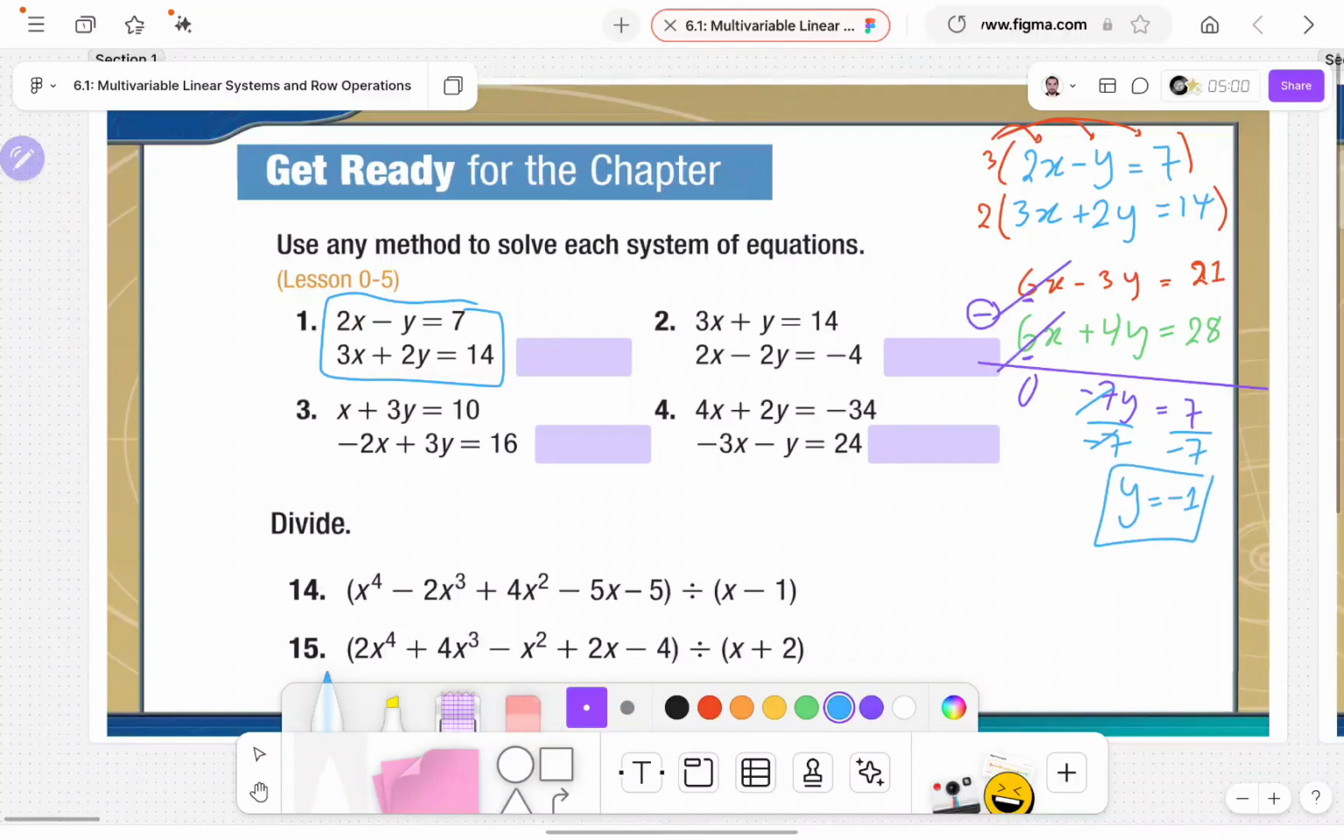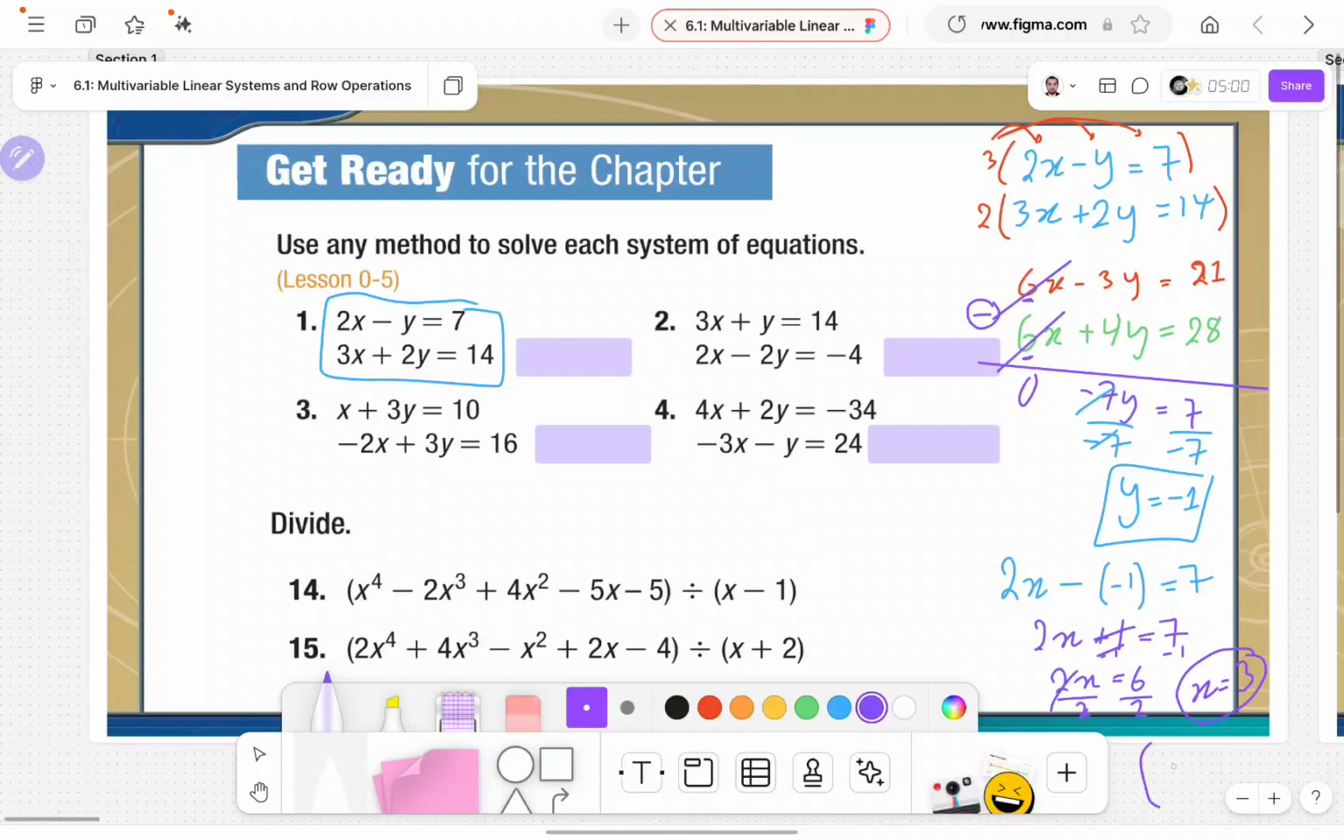After I found negative 1, I can replace it in the first equation to find x. 2x minus negative 1 equals 7. So the answer will be 2x plus 1 equals 7. Subtract 1 from both sides, so 2x equals 7 minus 1, which is 6. Divide by 2, divide by 2. So x is equal to 3.